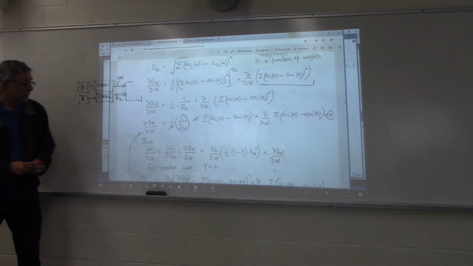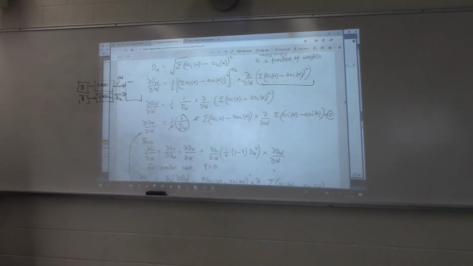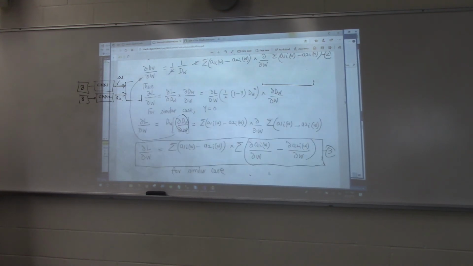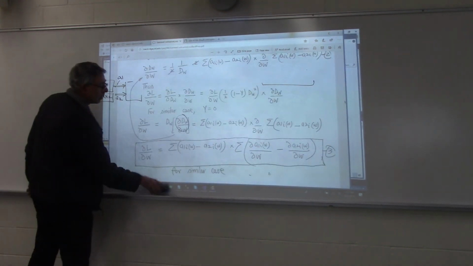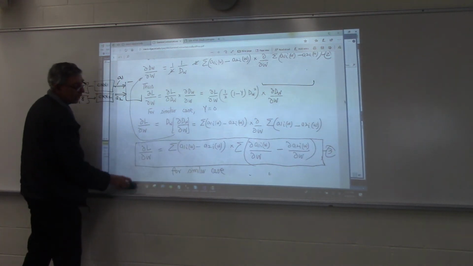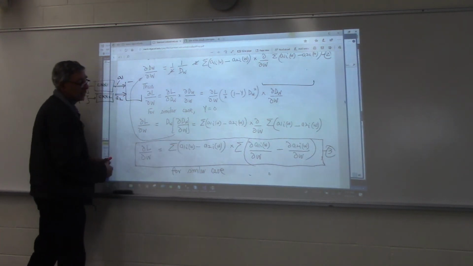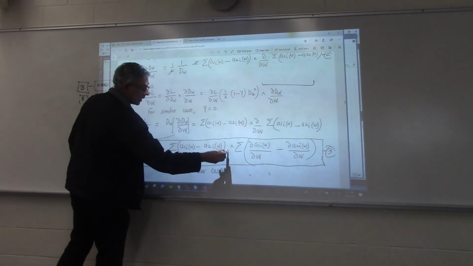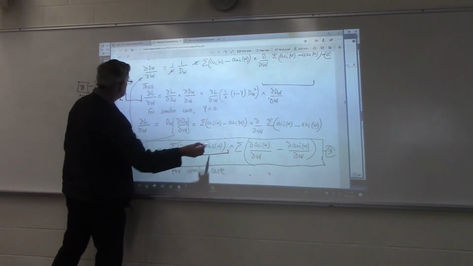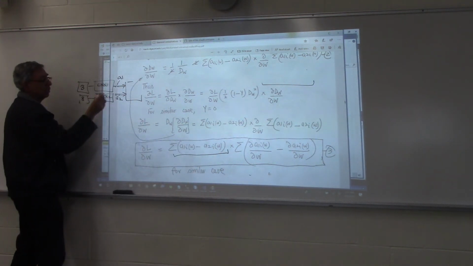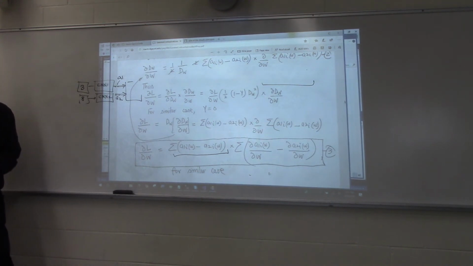So anyway, the final result comes out to be, for the partial L over partial W, as you can see, what is this? Essentially the difference between these two vectors in the sum, right? So this is just a straight difference, summed over all values.